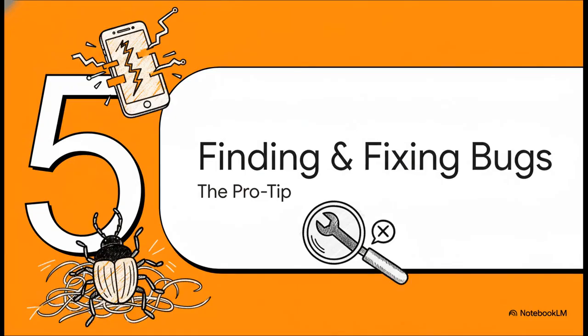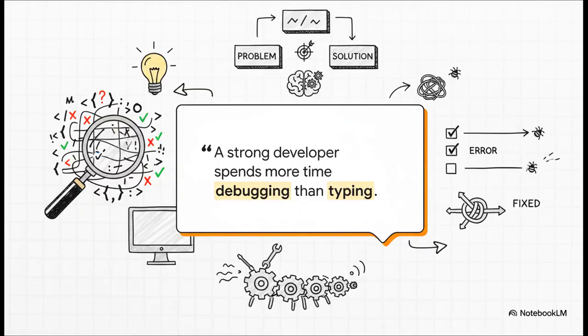But what happens when it doesn't work? Because trust me, it's going to happen. So let's cover one final, absolutely crucial pro tip that every single programmer needs to know: the art of finding and fixing bugs. I really, really want you to remember this quote, because it's one of the biggest truths in all of programming. Writing the code is just part of the job.